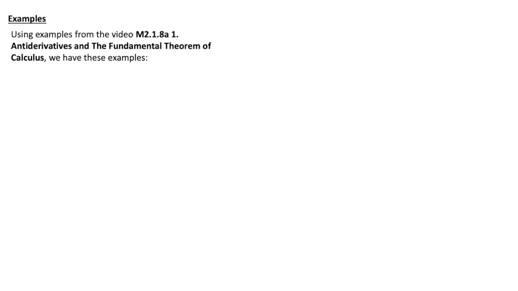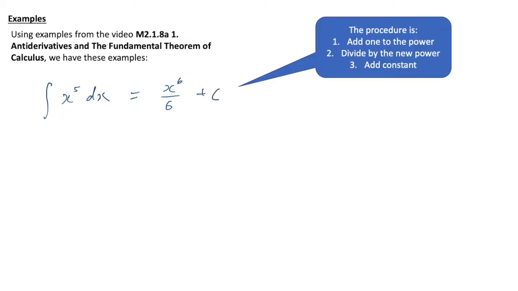Okay, now we're going to use examples from a previous video, which was antiderivatives and the fundamental theorem of calculus, so let's have a look at them. The integral of x to the 5 dx is x to the 6 over 6 plus c. And remember, the procedure is add 1 to the power, divide by the new power, and don't forget to add a constant.